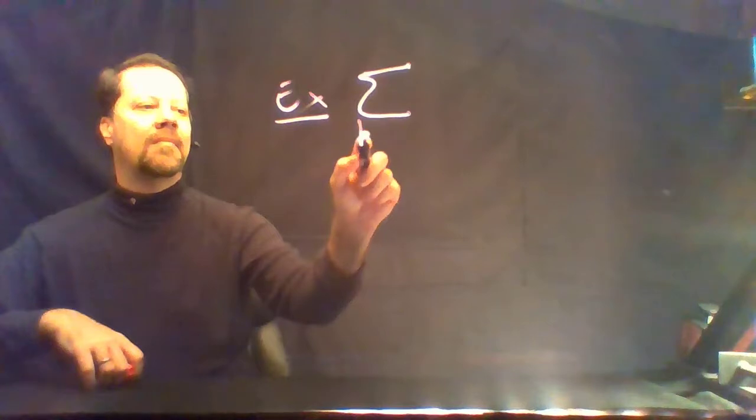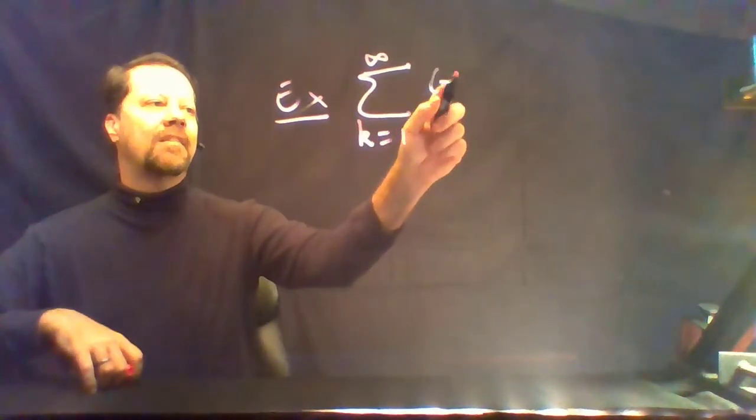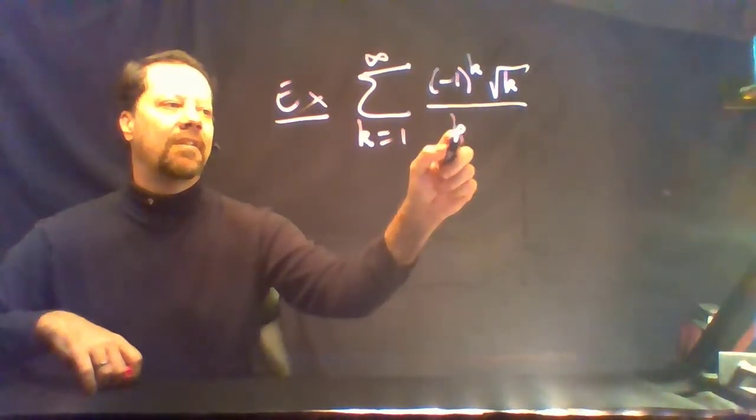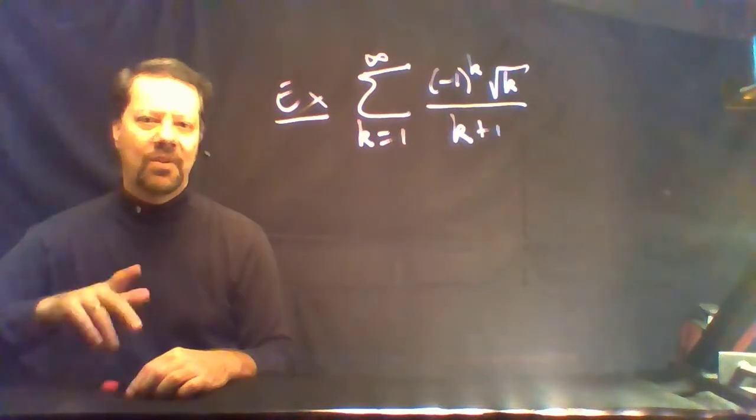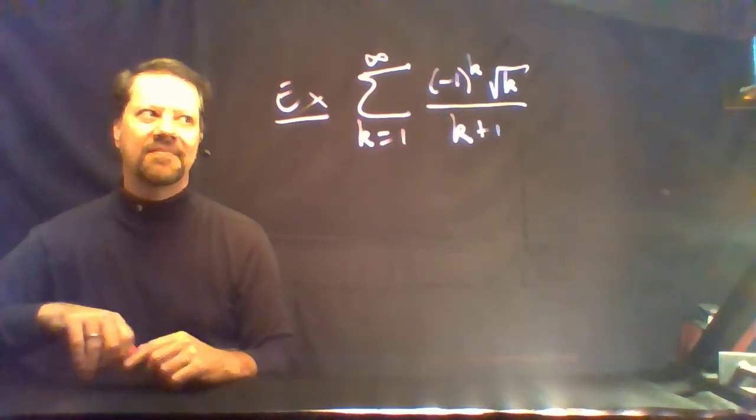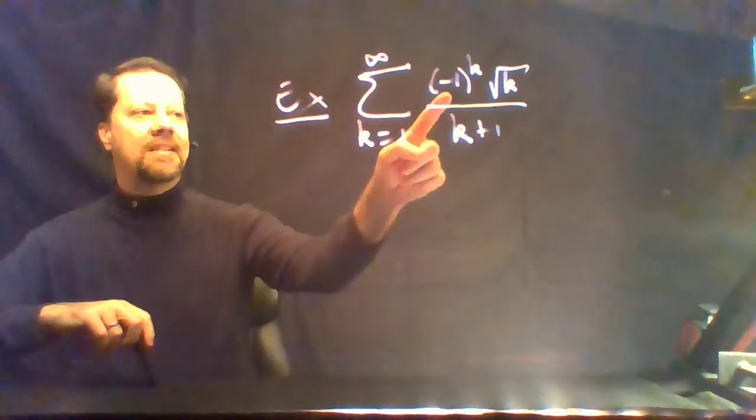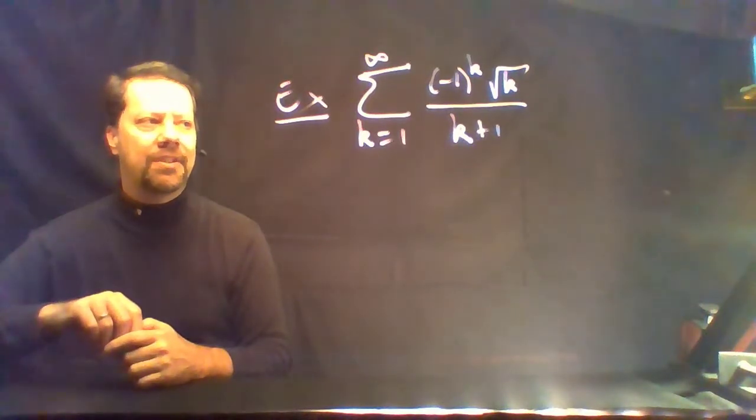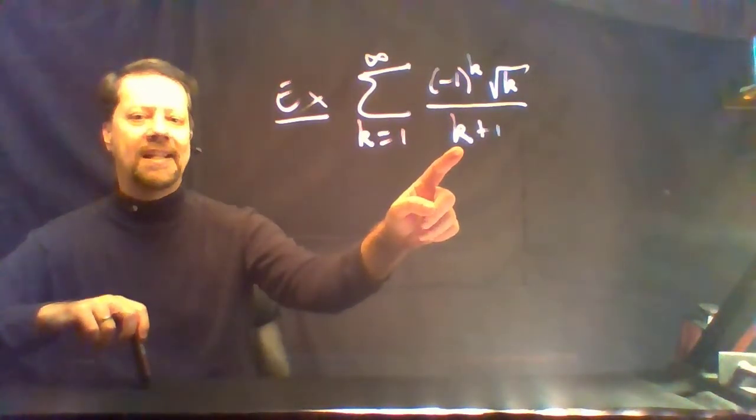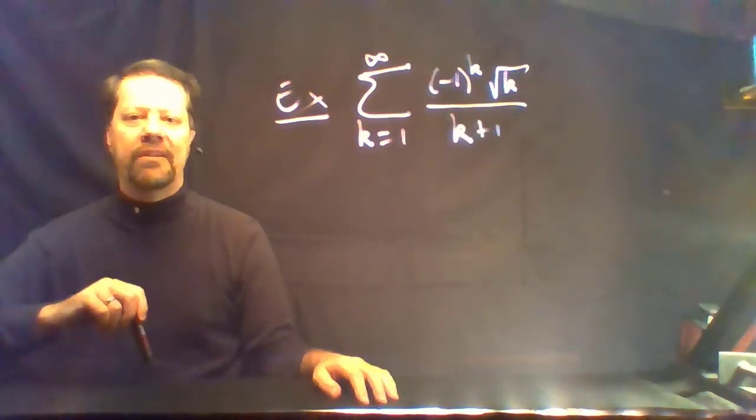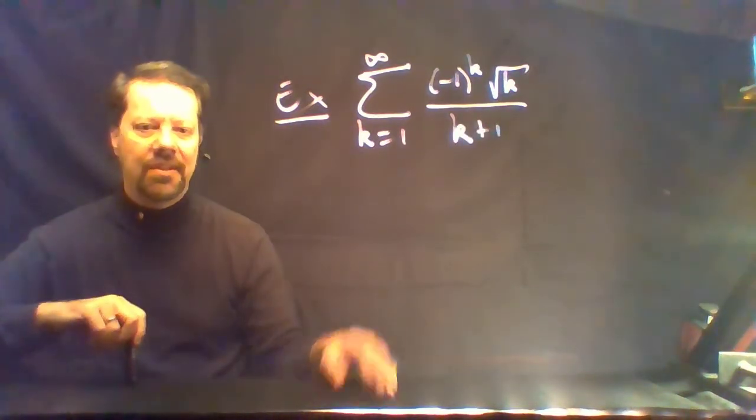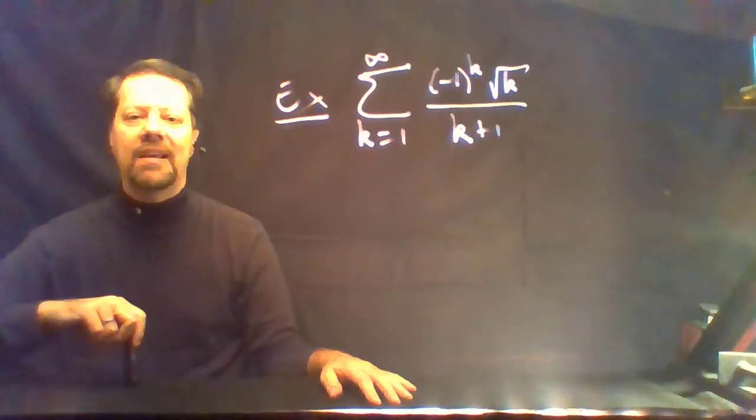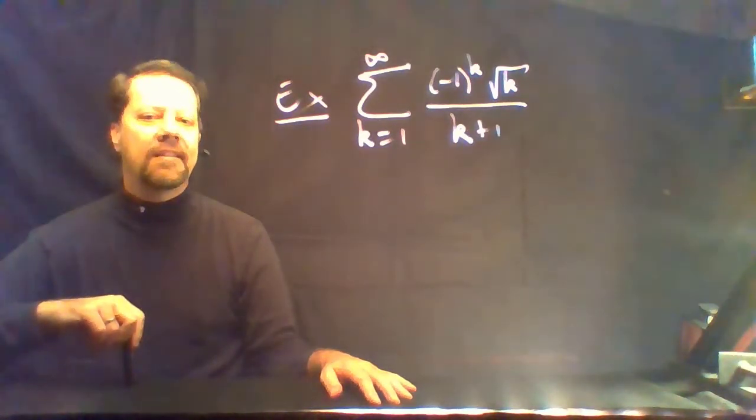Let's do the sum as k goes from 1 to infinity, negative 1 to the k, square root of k over k plus 1. What do you expect will happen? You expect that since this is an alternating series, you could use the alternating series test. The terms definitely go to 0, since the power on k in the denominator is 1, whereas the power on k in the numerator is 1/2. So the terms will go to 0, and they should go to 0 monotonically in the tail at least, which means that the alternating series test should conclude that this series converges.